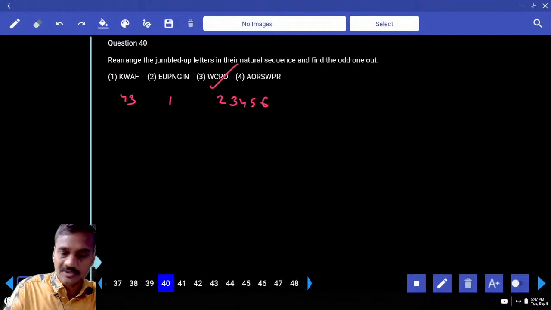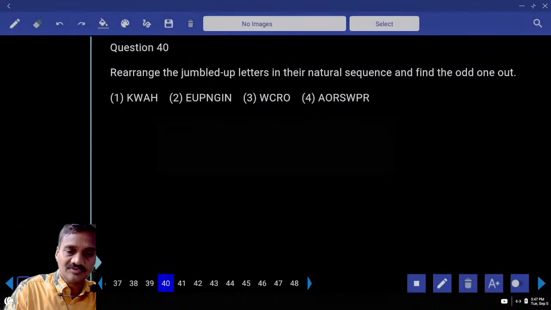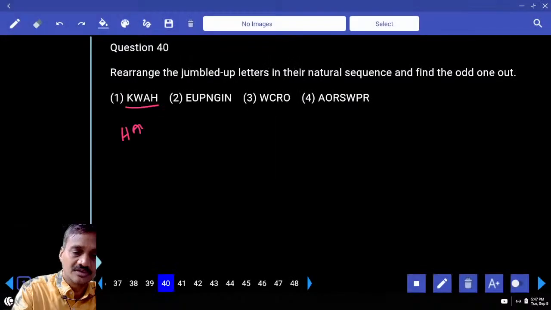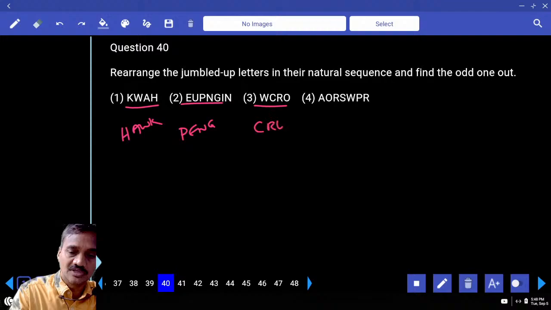Then coming to question number 40 here. Yes, 40, any answer to this one? No. The words are given in a jumbled form. Now this is H-A-W-K, hawk. And here this is a penguin, P-E-N-G-U-I-N, penguin. Now this is crow, C-R-O-W, crow. And this is sparrow, S-P-A-R-R-O-W, sparrow. Hence except choice 4.